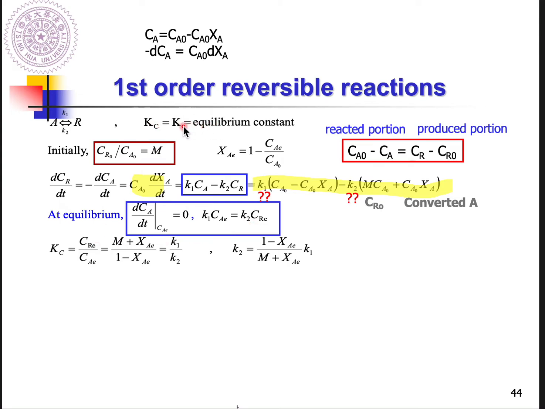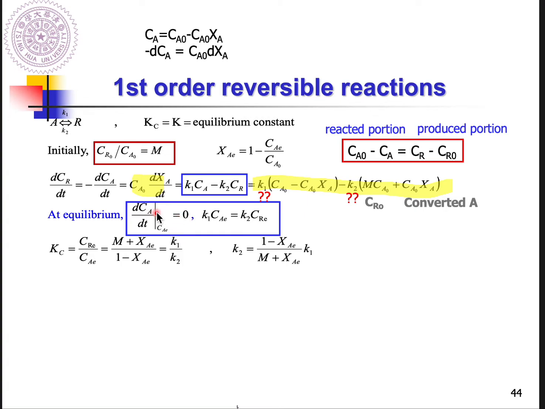As we mentioned, the rate constants and the equilibrium constant can be expressed as Kc equals K1 over K2, right? And K1 over K2 gives you CRe over CAe. And here, how do we get this? We use this condition.